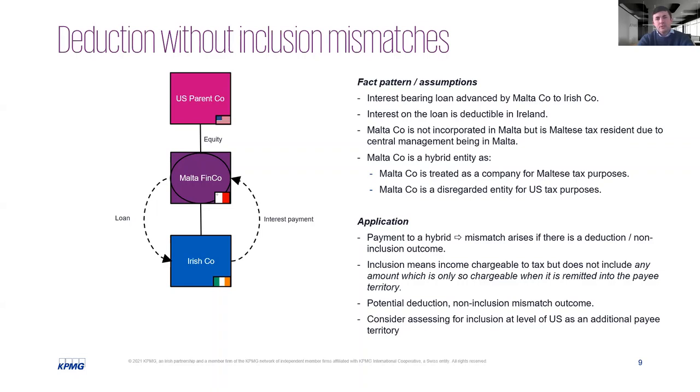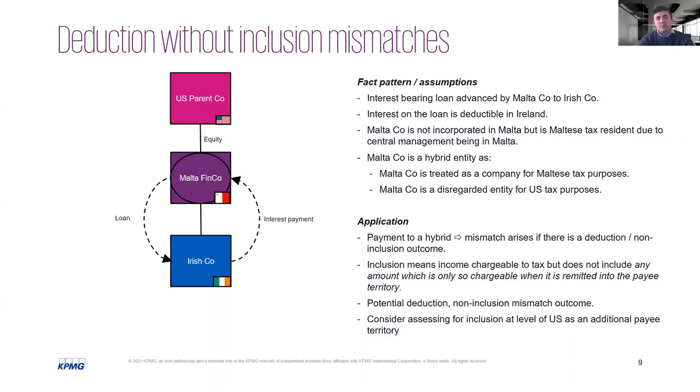We have a deduction in Ireland for the interest payment that's been made, and that income is only taxable in Malta when it's remitted into Malta. So to the extent it's not remitted, there's no inclusion at the level of the Maltese financing company. And so there's a potential deduction non-inclusion mismatch outcome as a result. That would serve to restrict the deduction for the interest in Ireland.